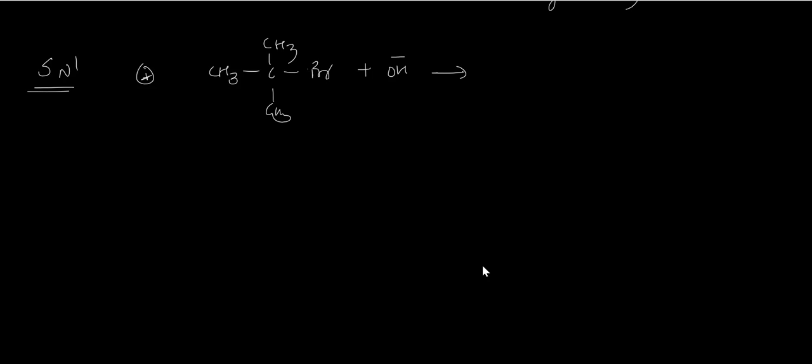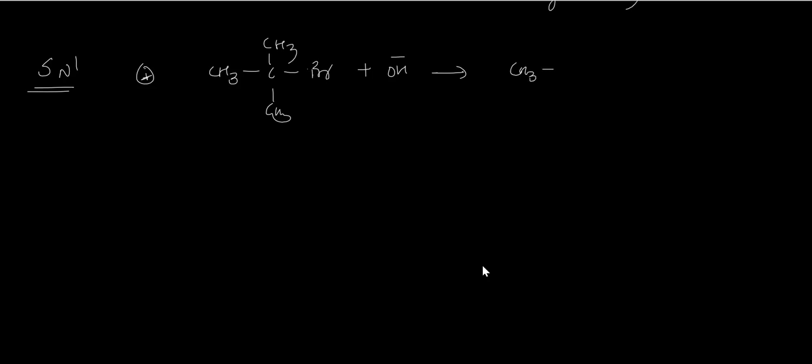Now, as you know, we already considered the SN1 and SN2 reactions, so let us revise that. In the SN1 reaction, there is this type of substrate, a tertiary alkyl halide. This should be Br and there should be OH minus. So it gives a product.